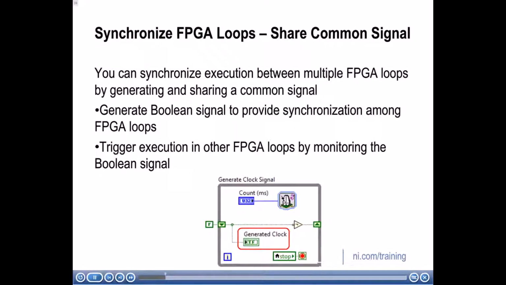The next thing you would need to do is trigger execution in other FPGA loops by monitoring the value of that Boolean signal. Notice that the name of this signal right now is generated clock. So if we were able to monitor the value of generated clock in other loops, we can synchronize something with that clock.